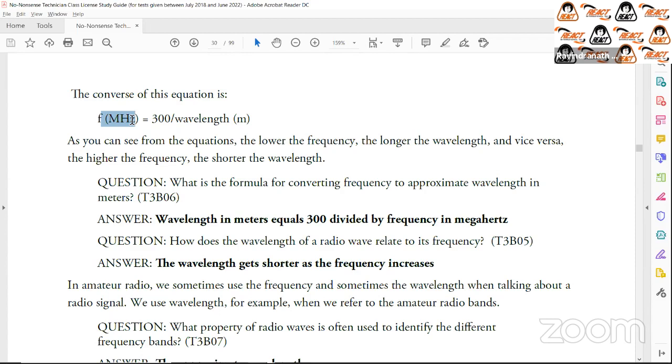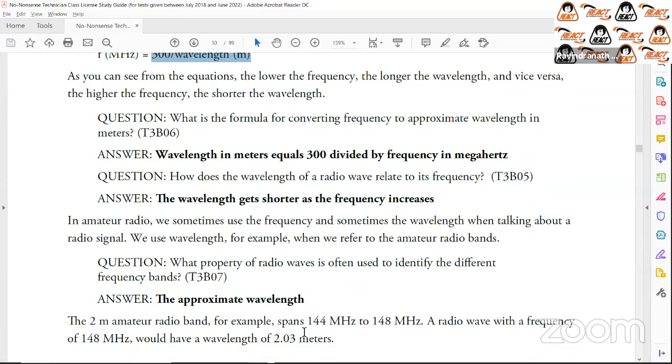And we want to find out the frequency associated with the 2 meters. So let's use this formula here. We want the frequency, but we have the wavelength. We know the wavelength is 2 meters, so we are in the 2 meter band. If we divide 300 by 2, that is 150, right? And 150 is approximately the 144 to 148 amateur radio band.